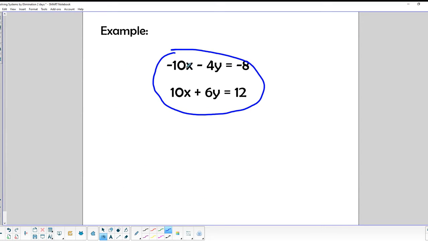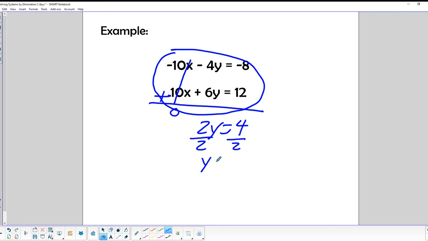So if we go back to this equation, you notice in the first column I have negative 10 and positive 10. And so if that's the case, I can add these two equations together and eliminate those two terms, because negative 10 plus positive 10 is 0. In the next column, negative 4y plus 6y equals 2y. And negative 8 plus 12 in the last column equals 4. Now I just simply divide both sides by 2, and I have found my y value: y equals 2.